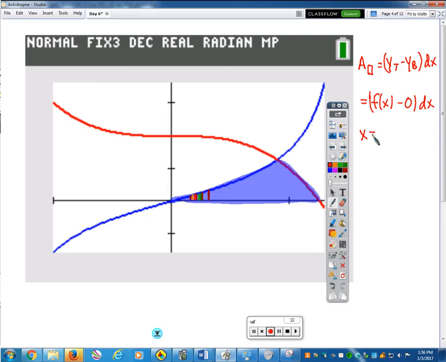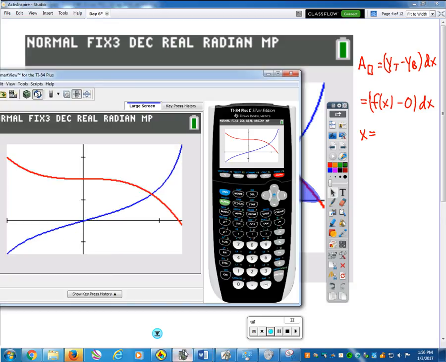Tara, at what x-coordinate would I want to start using this formula? At zero? It appears to be zero. Okay, a strong recommendation: double check. So go to your calculator. I've just seen people lose points for the dumbest thing, like they just forget to double check.